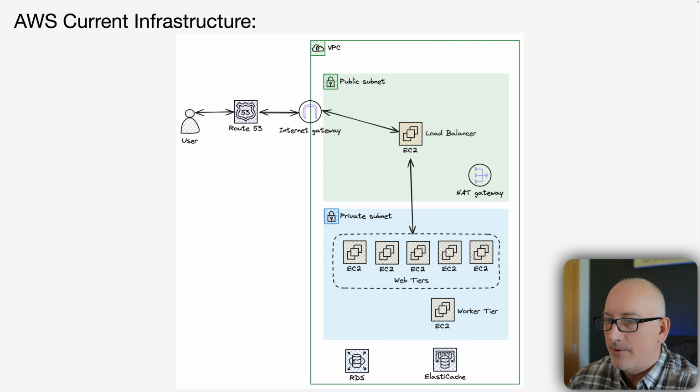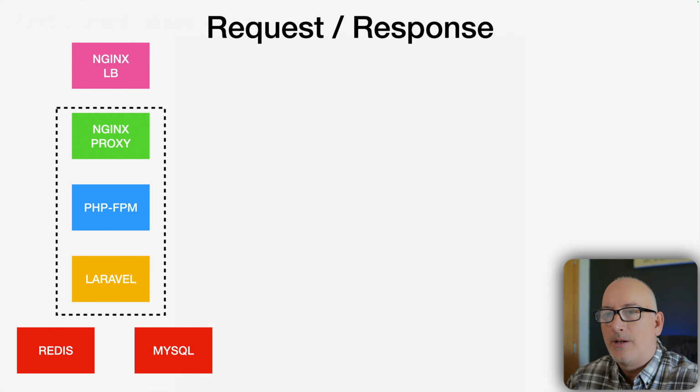Everything else is still the same. We have an RDS instance, we have Elastic Cache, and EC2, the worker tier here, and our NAT gateway is still there. I covered this in the last video, but I just want to briefly touch on this.